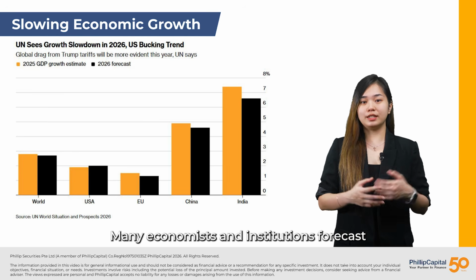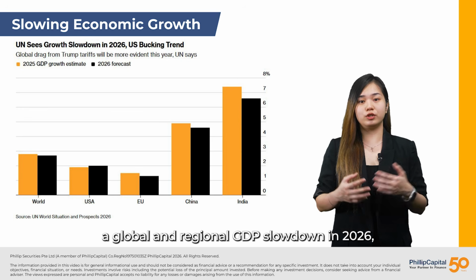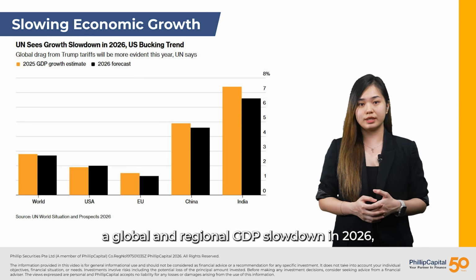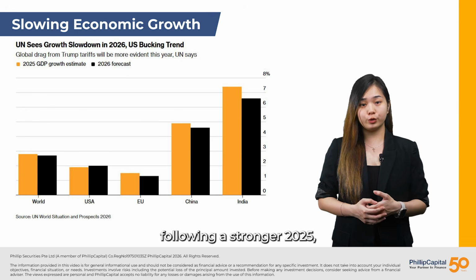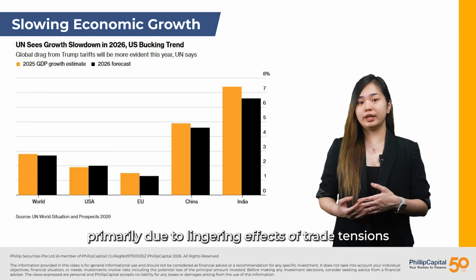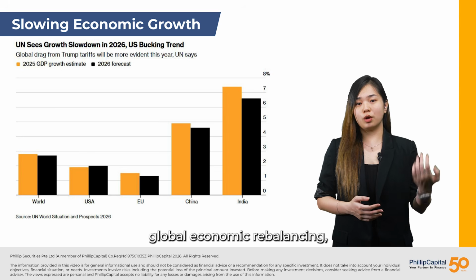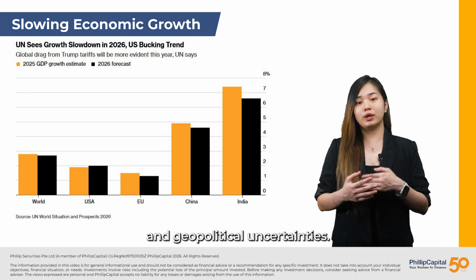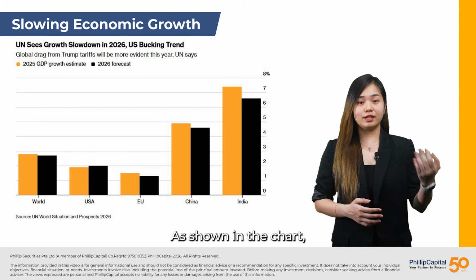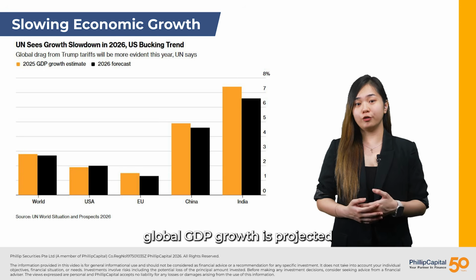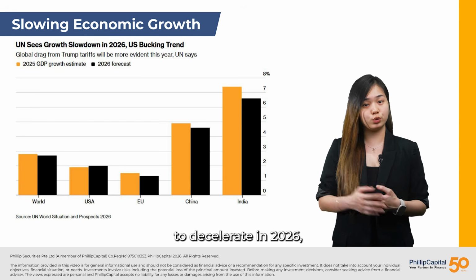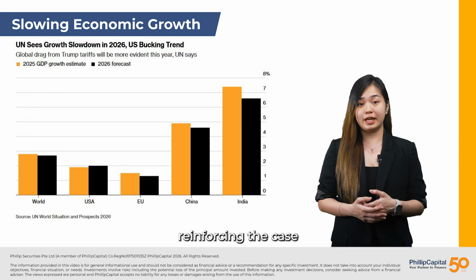Many economists and institutions forecast a global and regional GDP slowdown in 2026, following a stronger 2025, primarily due to lingering effects of trade tensions like potential US tariffs, global economic rebalancing, and geopolitical uncertainties. As shown in the chart, global GDP growth is projected to decelerate in 2026, reinforcing the case for accommodative monetary policy.